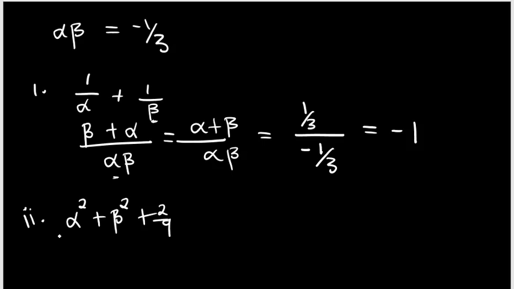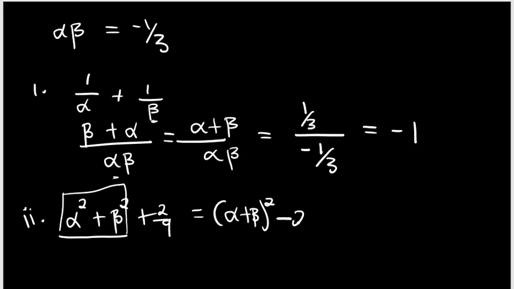Now, when you consider the alpha squared plus beta squared, we have its expanded form, and its expanded form is alpha plus beta all squared minus 2 alpha beta. This is the expanded form of alpha squared plus beta squared. So we bring the constant there, that is the plus 2 over 9. So we have our plus 2 over 9.